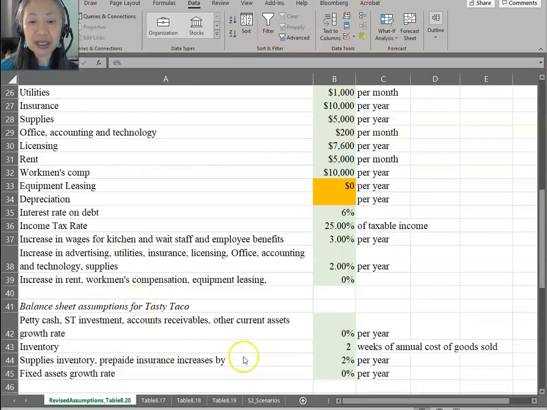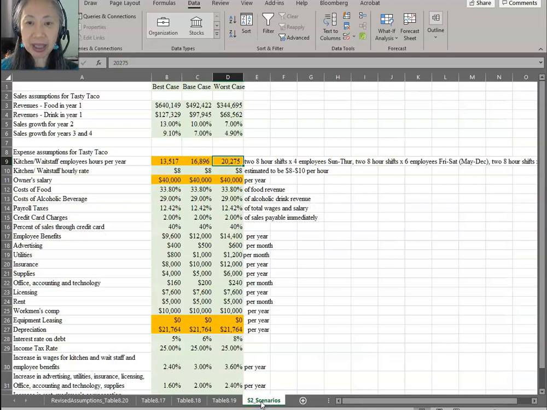The additional scenarios for the second strategy are located in the tab S2 scenario. So S2 stands for the second strategy. We have the best case and the worst case. And I will leave it for you to copy and add those two scenarios.